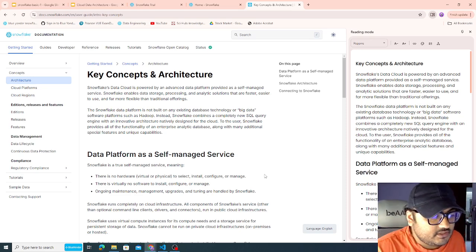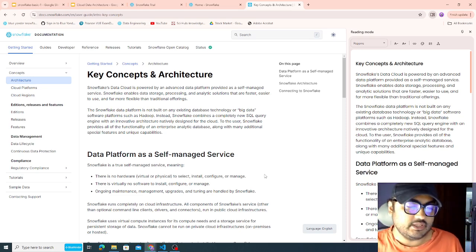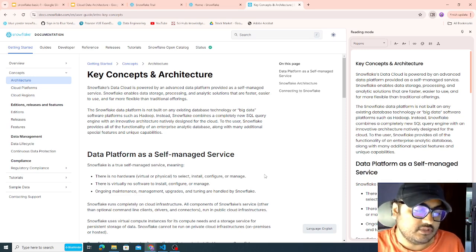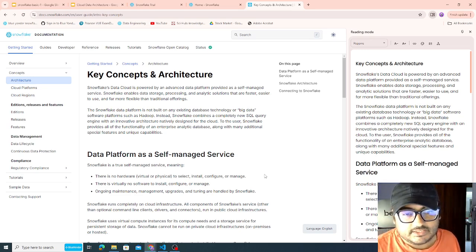So unlike traditional data warehouses, Snowflake uses a unique architecture that separates the storage from compute. This separation allows organizations to easily scale resources up or down based on their needs. But there is more to this, right? So let's break it down.